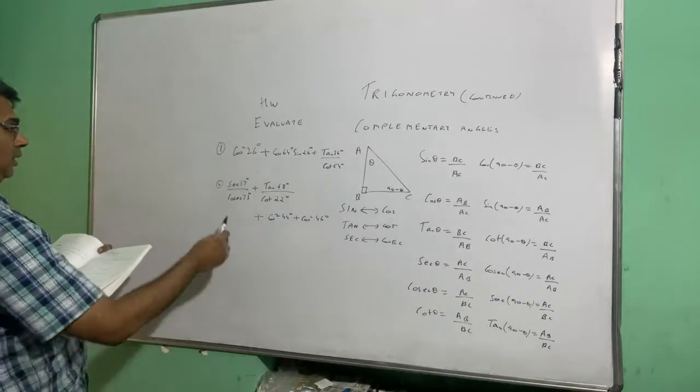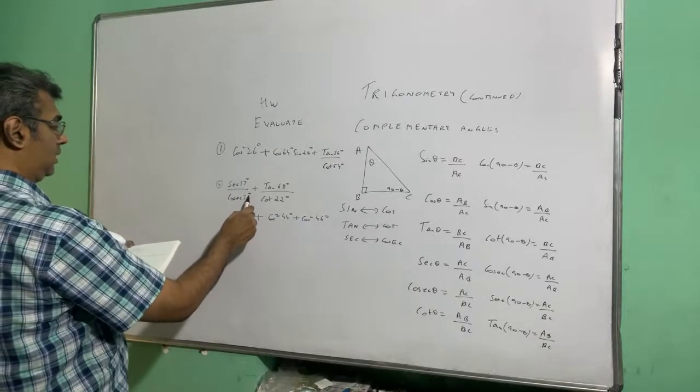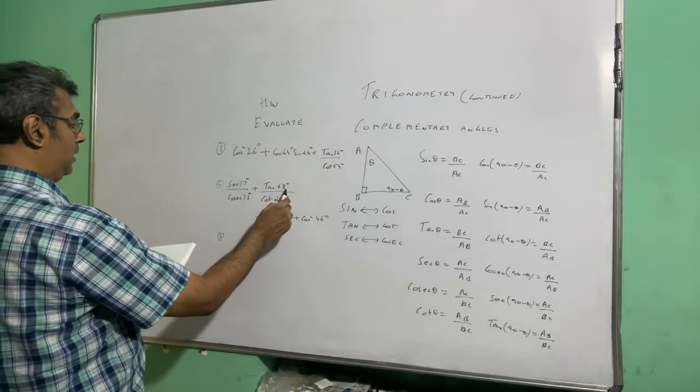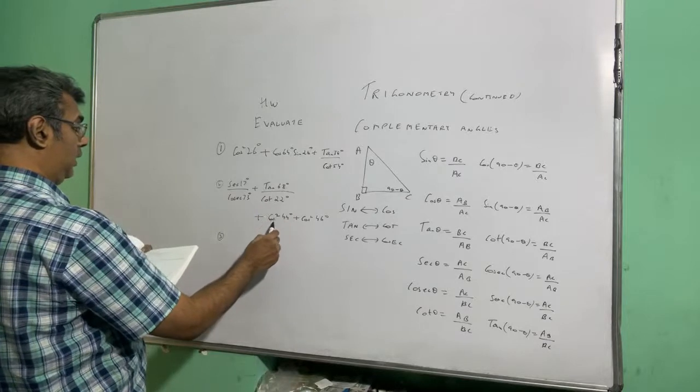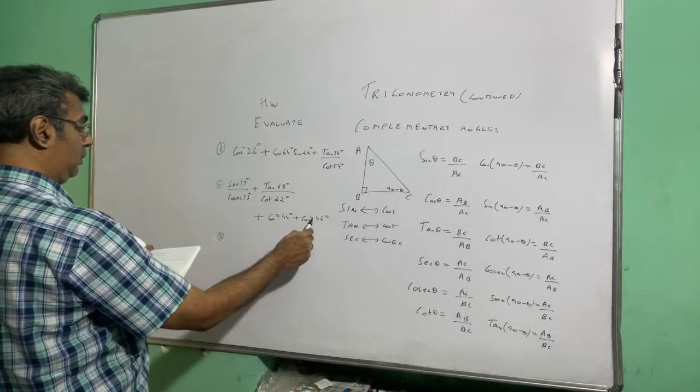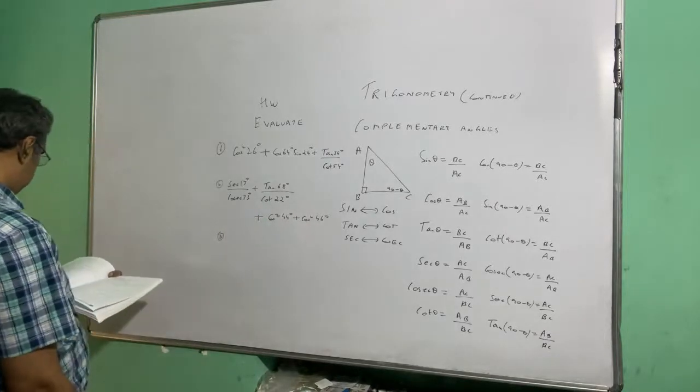The second question is sec 17 degree by cosec 73 degree plus tan 68 degree by cot 22 degree plus cos square 44 degree plus cos square 46 degree. This is question number 2.